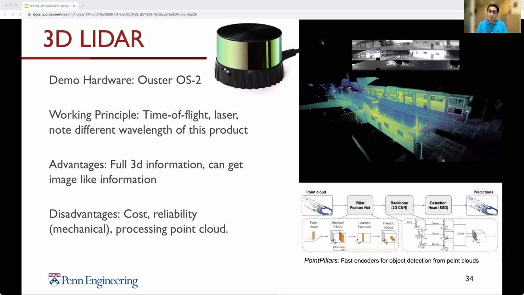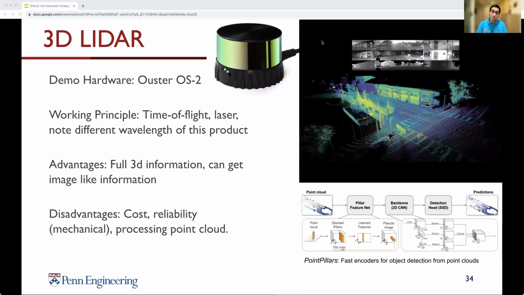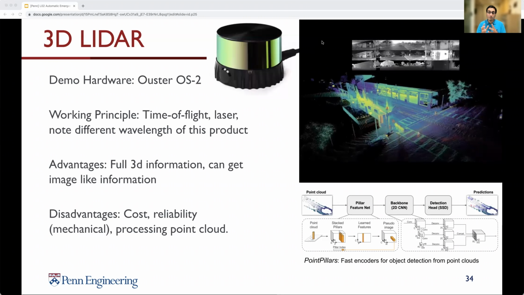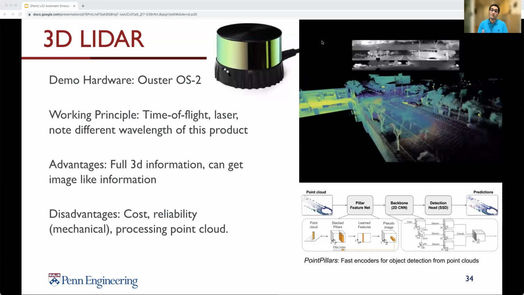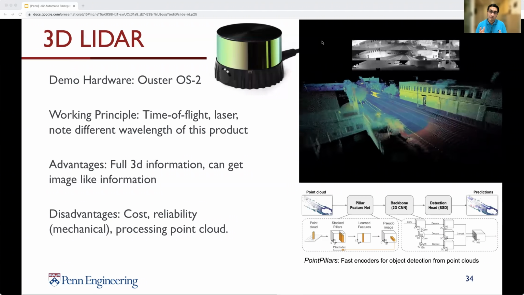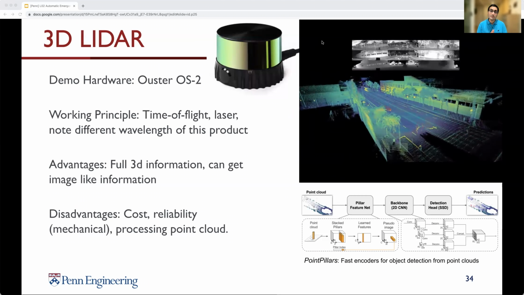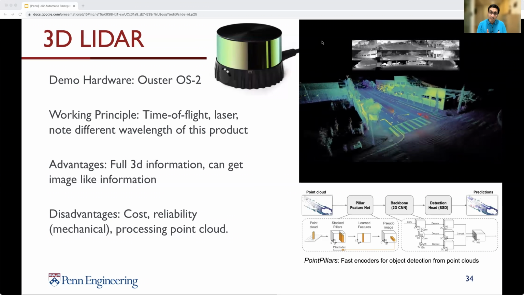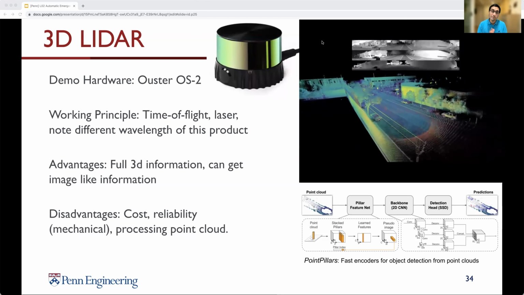On the bottom right, what you see is PointPillars, which is a paper and an approach for fast encoders for object detection from just LiDAR point clouds. So it's able to do effective object detection without the need of a camera and directly from these high resolution LiDARs. In fact, these 3D LiDARs are also used to build high definition maps that most first generation autonomous vehicles are using in development. The disadvantage is, once again, that they're very expensive and they have relatively low reliability compared to radars as they have moving parts.